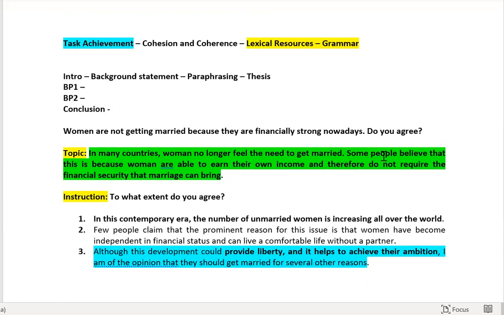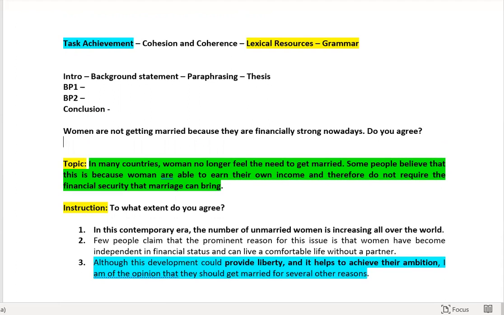So now, simply, if I agree with this, both my body paragraphs will support this idea. I have to say yes, they are not getting married because they are financially strong. In the second also, I have to prove the same.